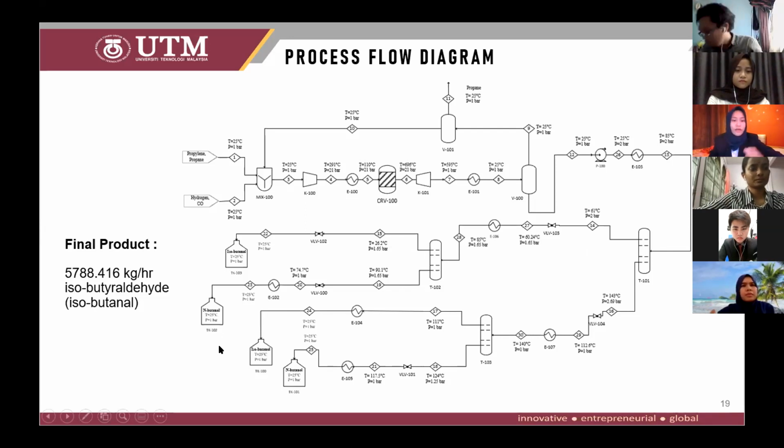So our final product, which is isobutyl aldehyde, we get the mass flow rate of our product is 5,788.4 kilograms per hour. All right. So next, Amy.